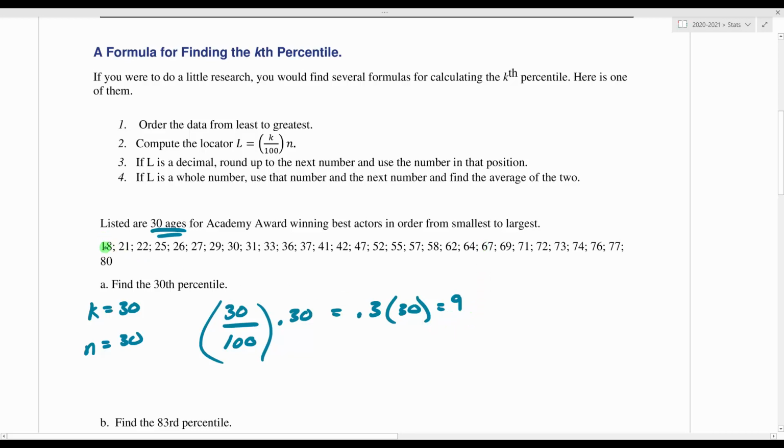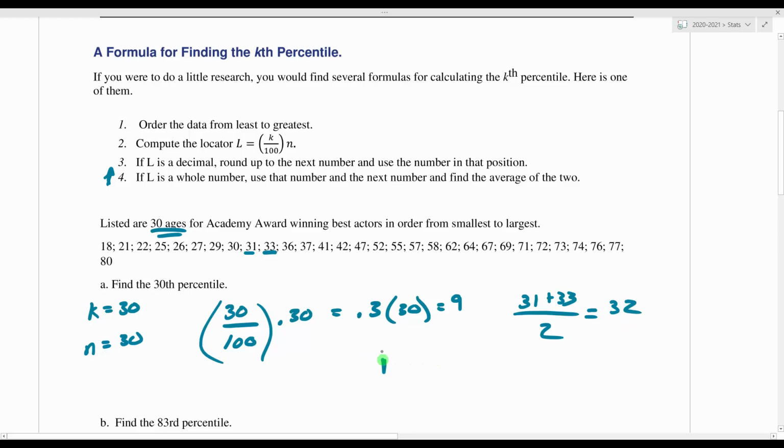All right, so I'm going to start here. This is piece 1. So 1, 2, 3, 4, 5, 6, 7, 8, 9. So this is the 9th piece. And since this turned out to be a whole number, we're going to be looking at option 4 here. It says use that number and the next number, so 31 and 33, and find the average of those two. So I'm going to take 31 plus 33, divide by 2, and that's going to get us 32.